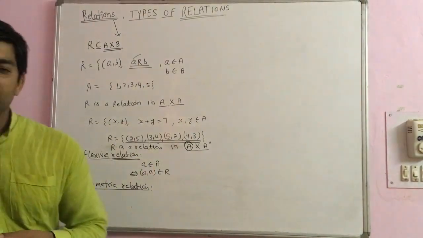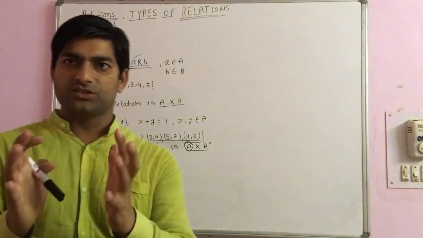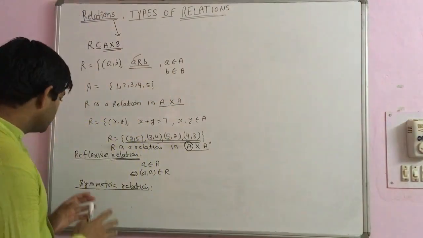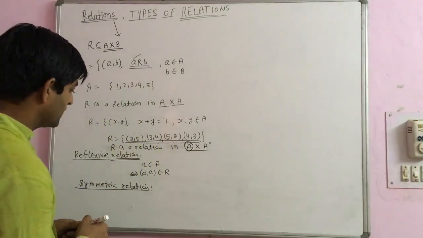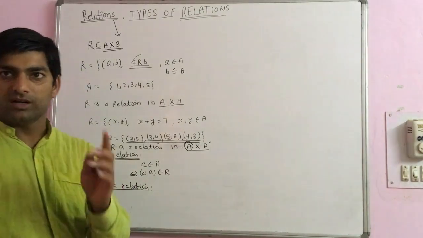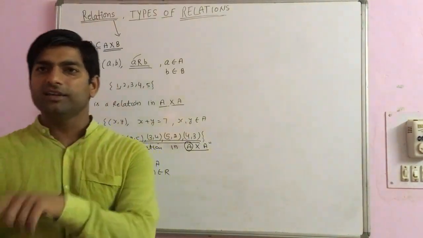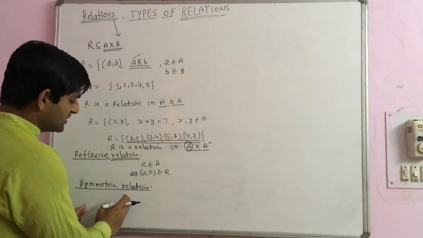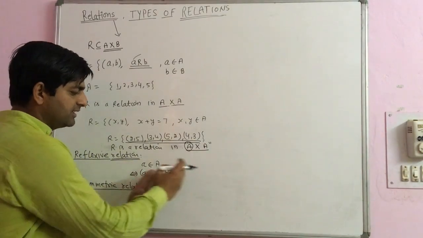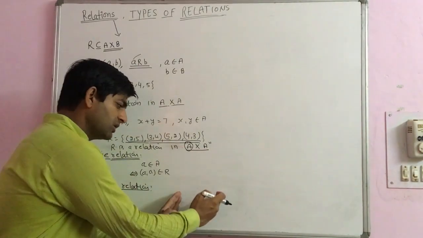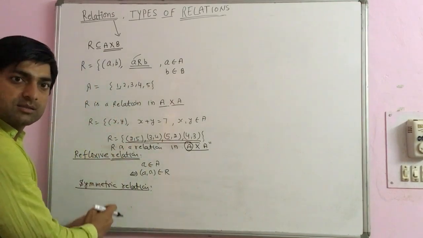So a relation is said to be symmetric relation if and only if. A word I am using here, if and only if. It means a relation is symmetric, then it holds some condition, and if it holds that condition, it is symmetric.